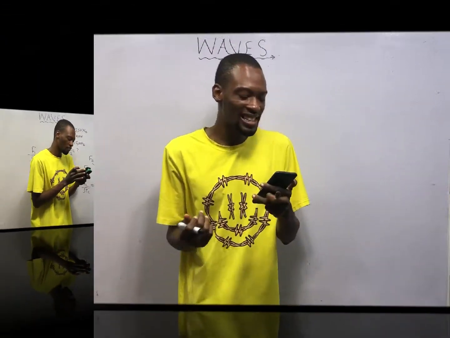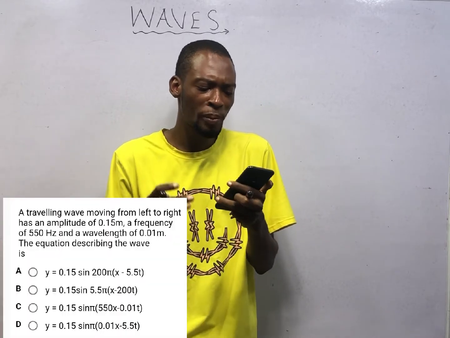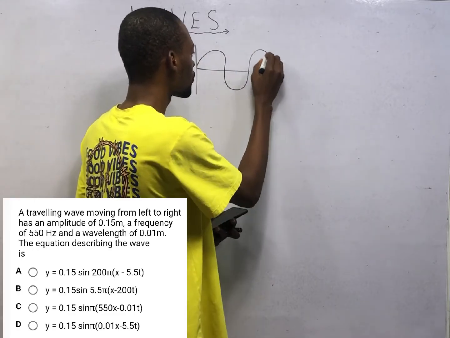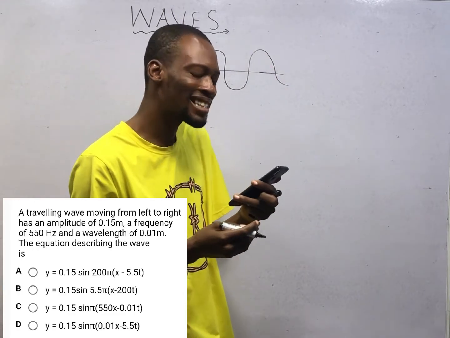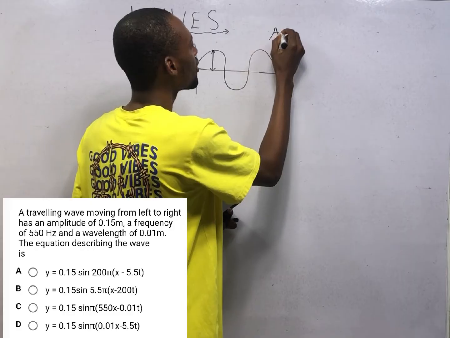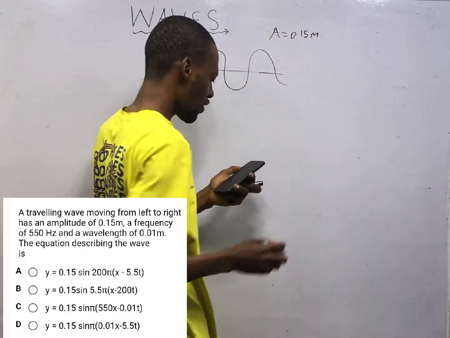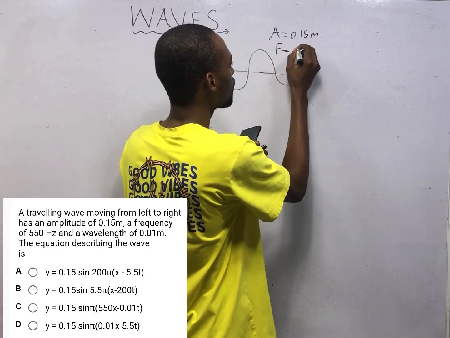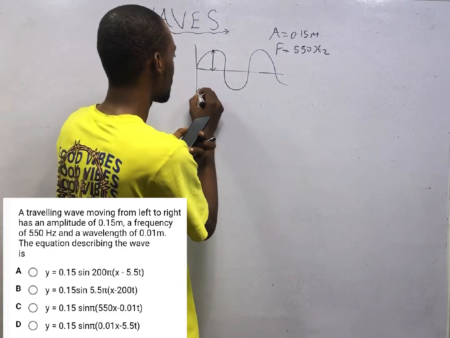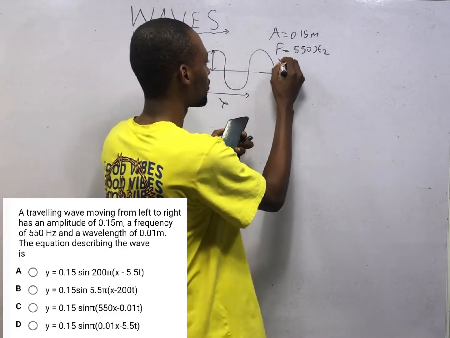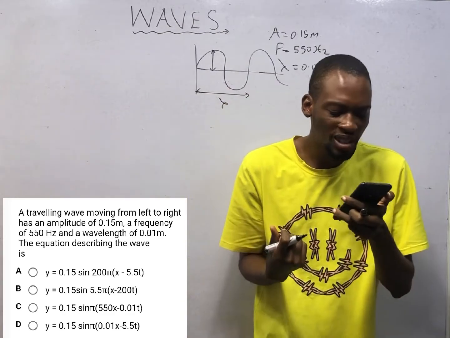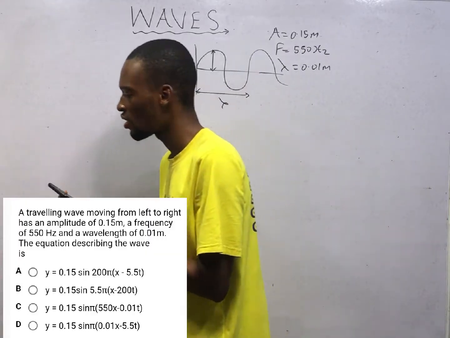It says a traveling wave moving from left to right has an amplitude of 0.15 meter. So here is the amplitude, A equals 0.15 meter. Frequency is 550 Hz, and the wavelength, lambda, is 0.01 meter. The equation describing the wave is this.